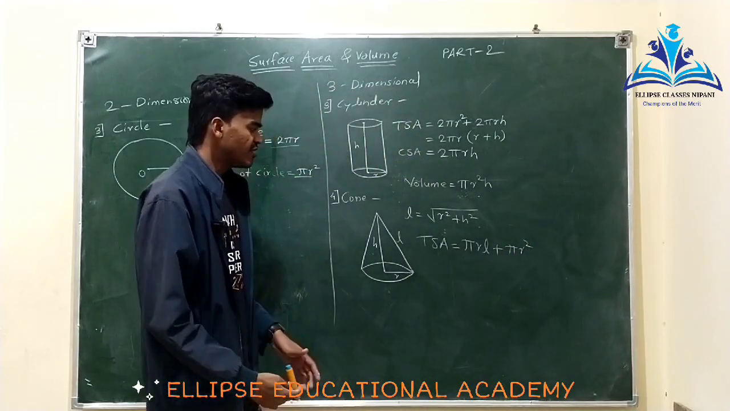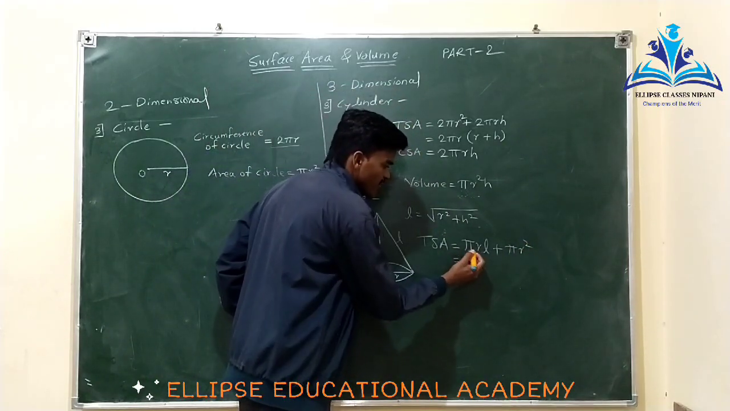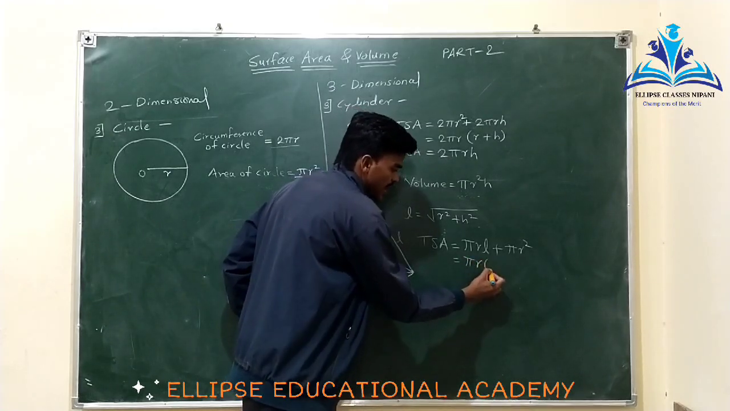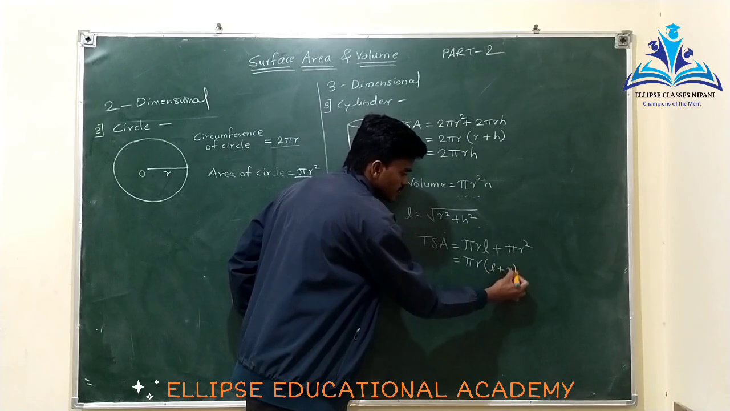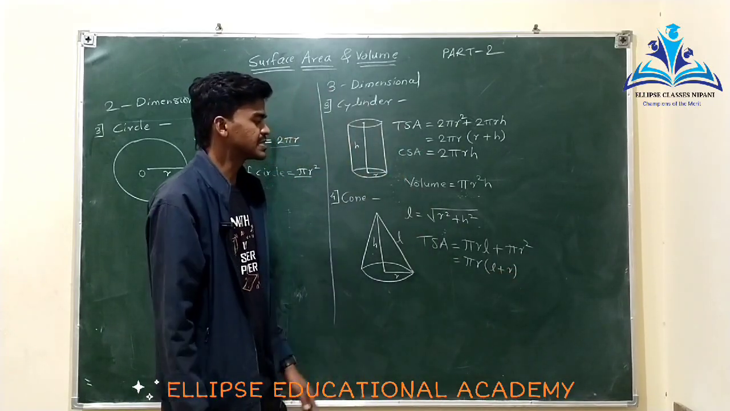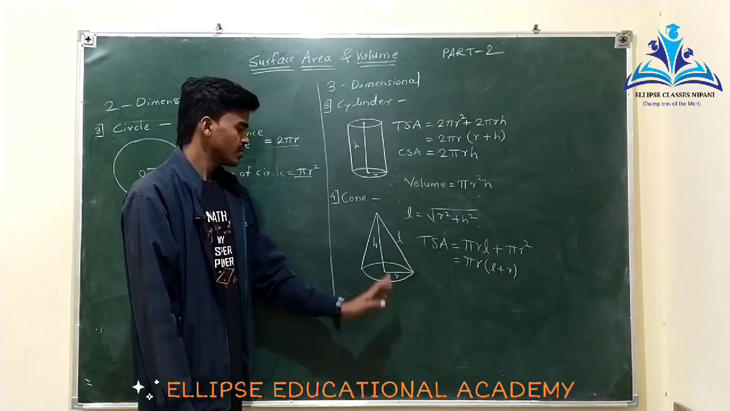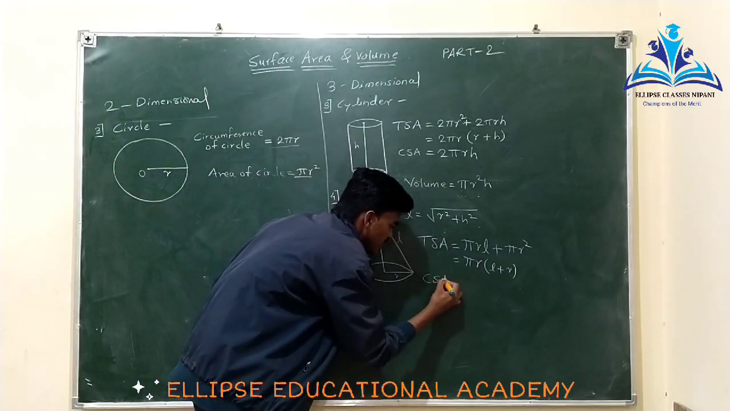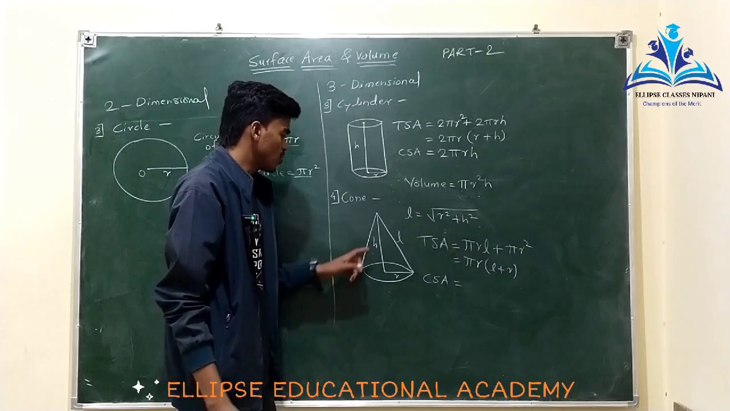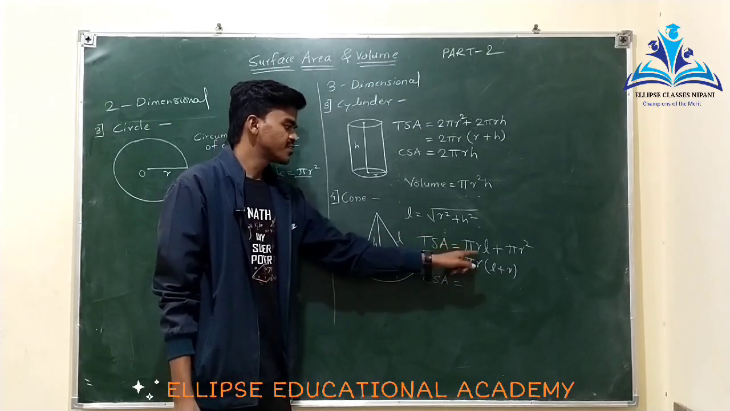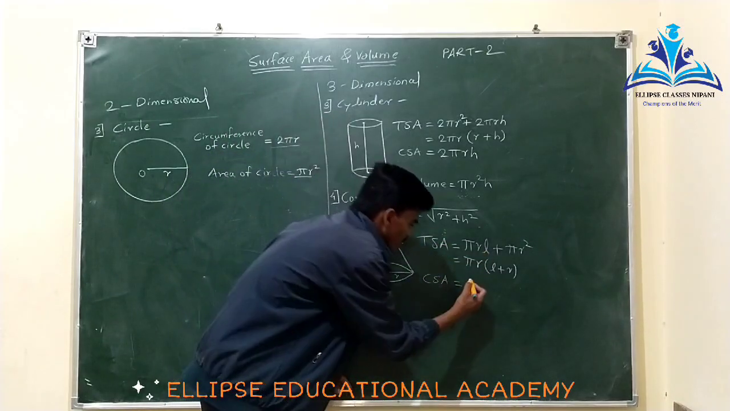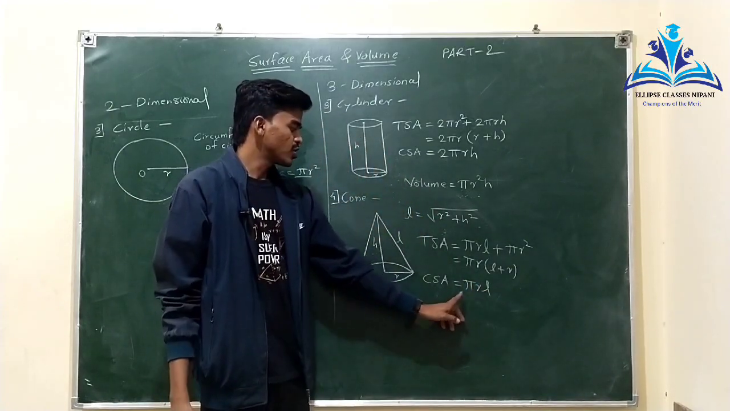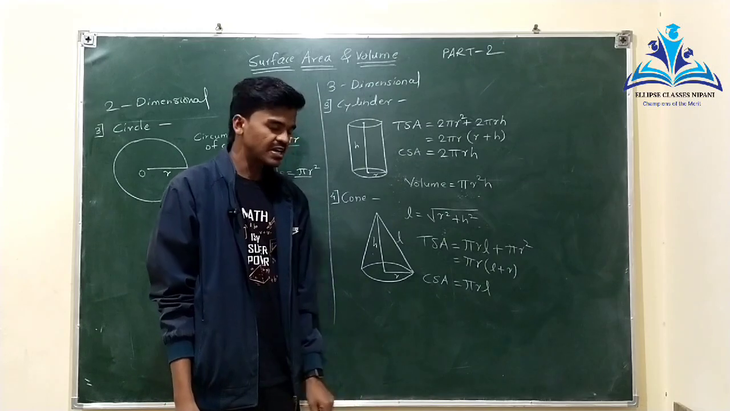Okay, so again we need to take the common pi r from this, so common pi r in bracket l plus r, and this is the total surface area of the cone. Okay, now let's discuss the curved surface area, which includes only the curved part, pi r l. So the formula for curved surface area is pi r l.